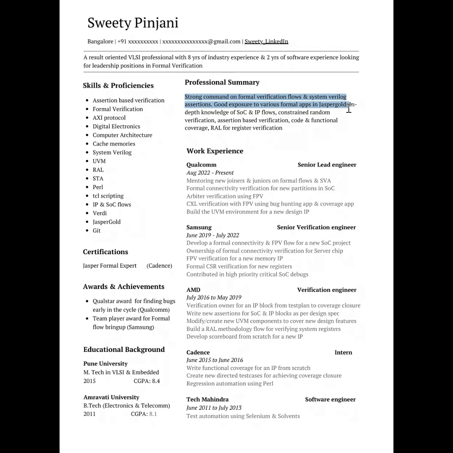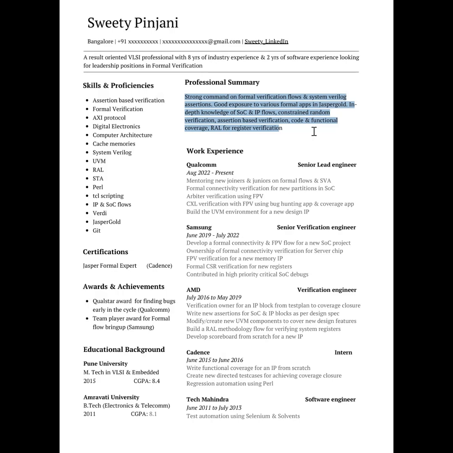Then, in addition, they also have in-depth knowledge of SOC and IP flows because they have worked on them, constraint random verification, assertion-based verification, code and functional coverage, RAL for verification. These 4 to 5 lines give a summary of their entire work.